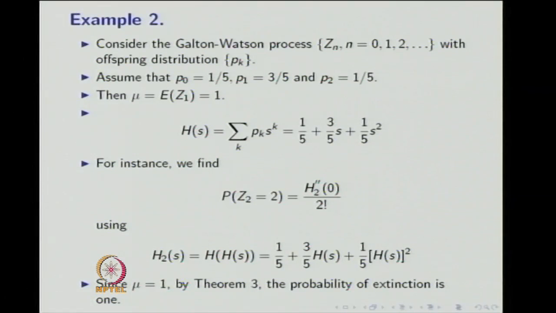So, the probability of Z2 is equal to 2 will be H2 double dash of 0 divided by 2 factorial. First you find out H2 of s, that is nothing but H1 of H of s, that is the same as H of s. So, replace s by H of s in the H of s expression, that is 1 by 5 plus 3 by 5 times s plus 1 by 5 s square. So, replace s by H of s, and you will get H2 of s. Once you know H2 of s, you differentiate twice, then substitute s is equal to 0, then divide by 2, and you will get the probability of Z2 is equal to 2.